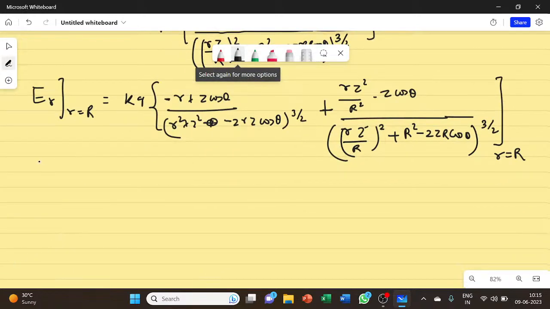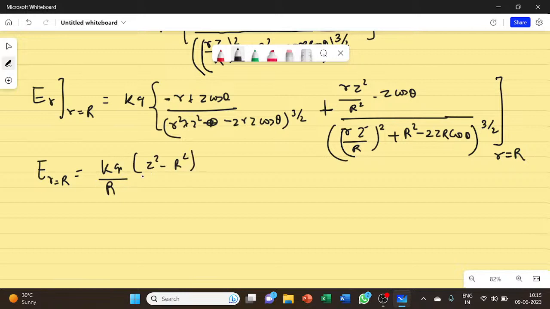You will get the normal component of the electric field at r equals capital R, that is the radial component of the electric field, as kq upon r, then z square minus r square. This is quite a tricky and long derivation, but I wanted to do it so that in an examination, if you do not remember the result, then at least you can do all these things.